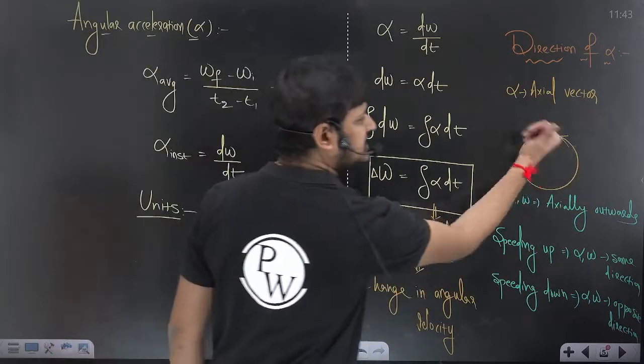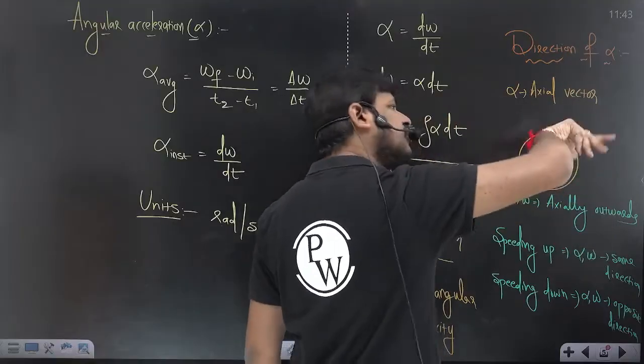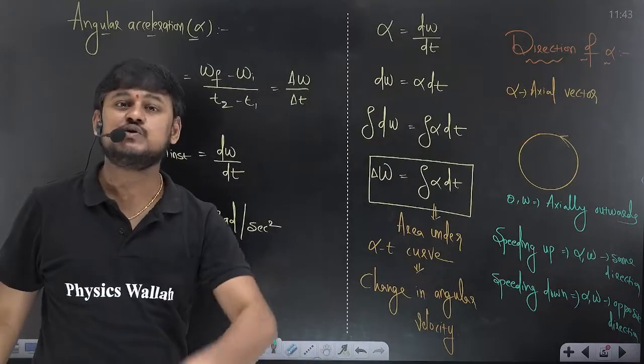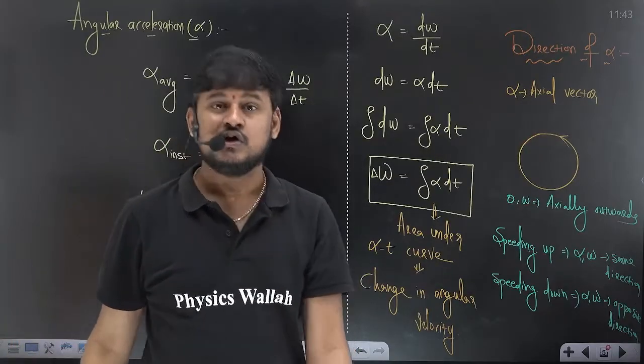If the body is rotating this way, theta and omega will be this side. If the body is rotating this side, theta and omega will be inwards. But alpha you cannot decide by the right hand thumb rule. So how do we decide, sir?